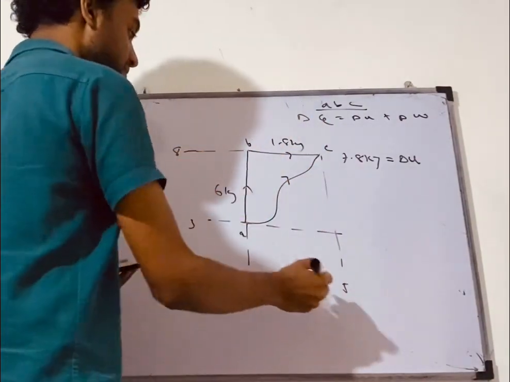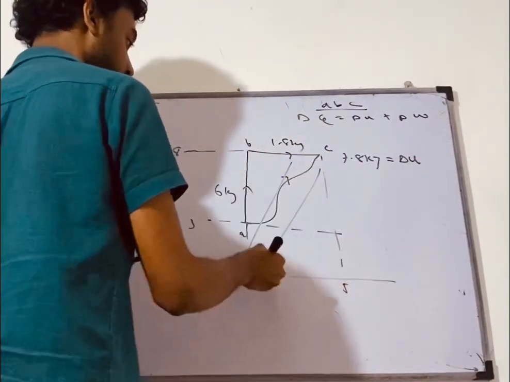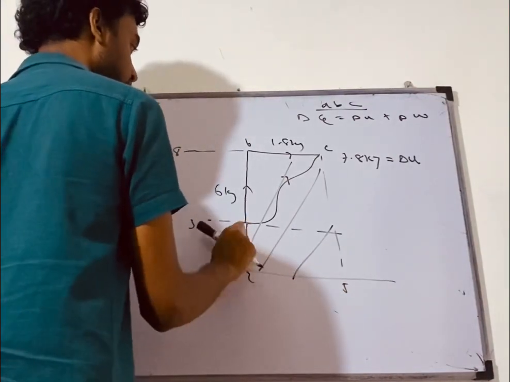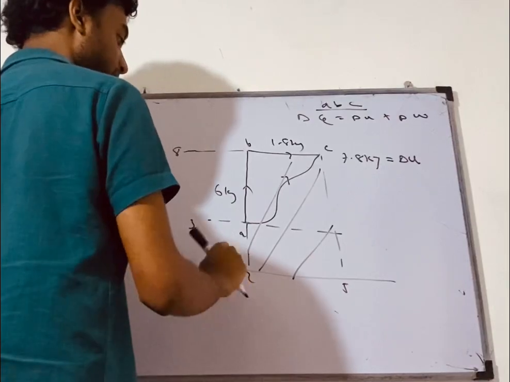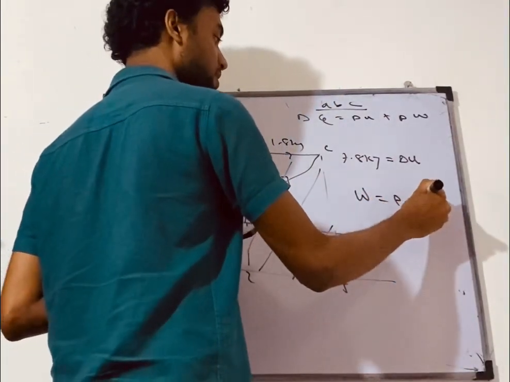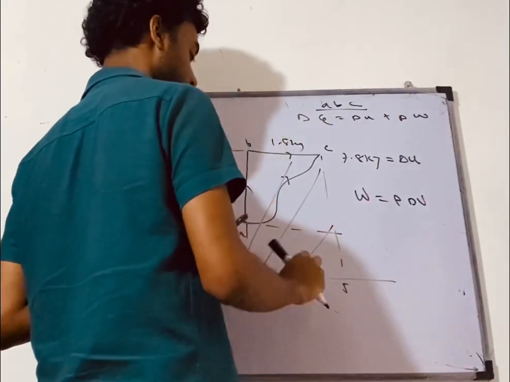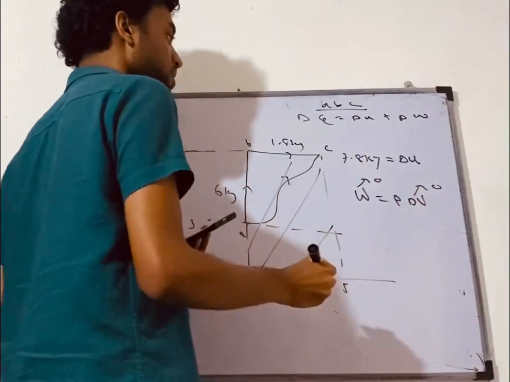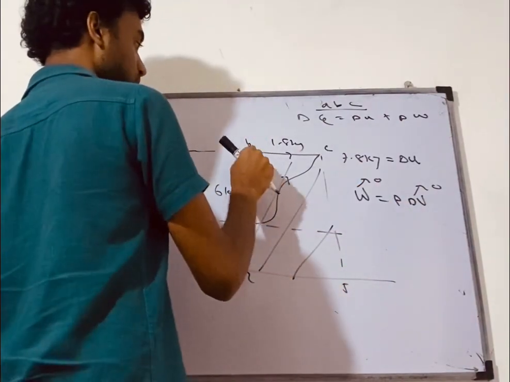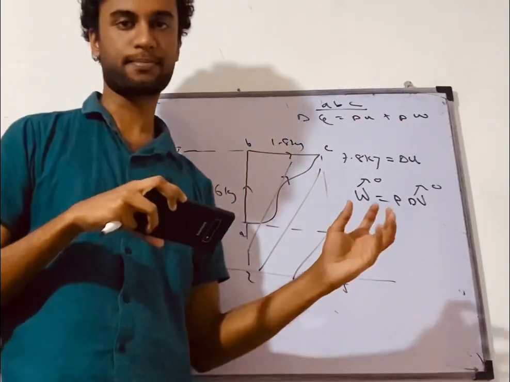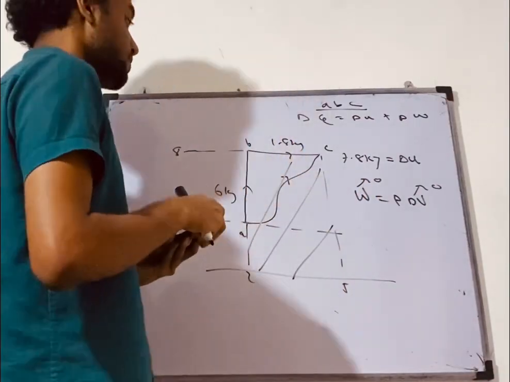That is covered by this area, right? This entire area, because there's no work done here. When I go from A to B, there's no work done because there's no change in volume. You know, work done is equal to pressure times delta V. If delta V is 0, if the volume change is 0, work done becomes 0. So the work done is actually in the path BC. In the path BC, only work is done, right? So what's the work done?